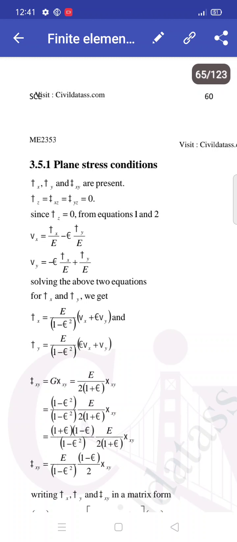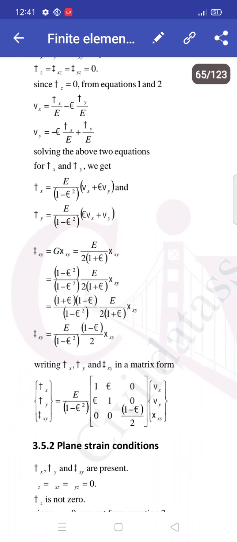Solving the above two equations for sigma x and sigma y, we get sigma x is equal to E by 1 minus nu square times epsilon x plus nu epsilon y. So sigma y is equal to E divided by 1 minus nu square times nu epsilon x plus epsilon y. So tau xy is equal to G xy times gamma xy. So we can write G as E divided by 2 into 1 plus nu. So tau xy is equal to E into 1 minus nu by 2 times gamma xy.